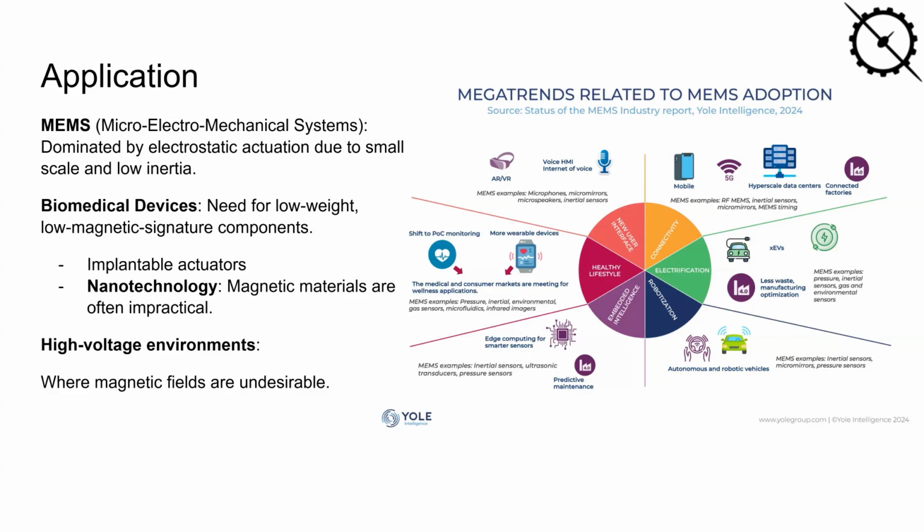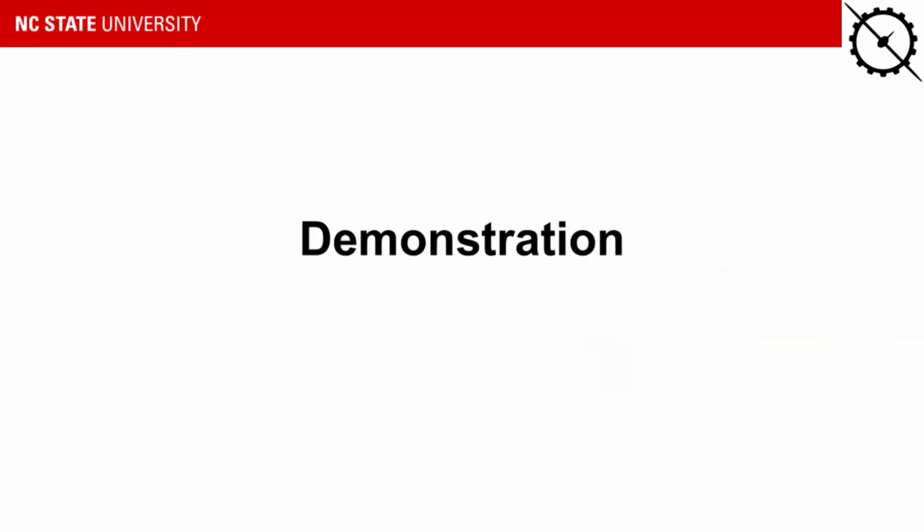So if you don't need or don't want a magnetic field, you can use this for various things in high voltage environments, where it wouldn't affect the voltage surrounding it. Then our next slide is the demonstration, and Brian will run you through that.